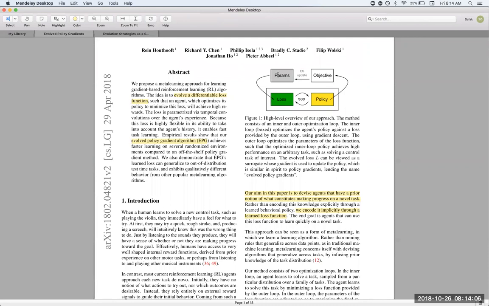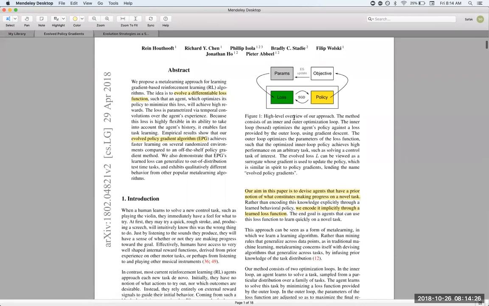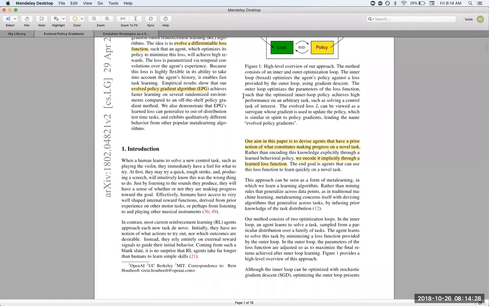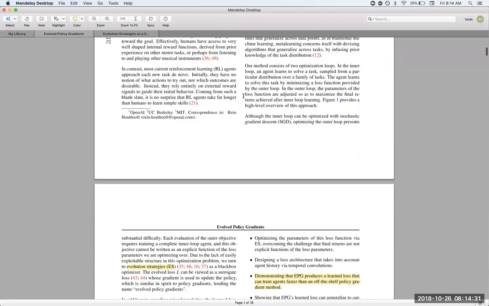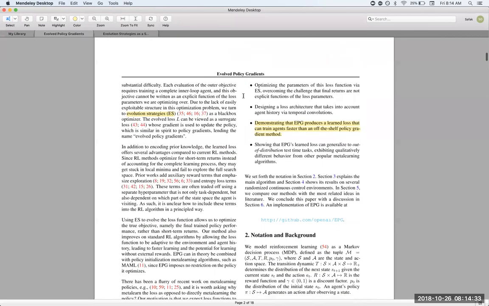And this objective is used to update the parameters of the outer loss function. And then when you have a new loss function, that helps train the next level of the policy network. And then this is done in a loop, in a cycle. So the new addition to the regular policy gradient method is to train this loss function.